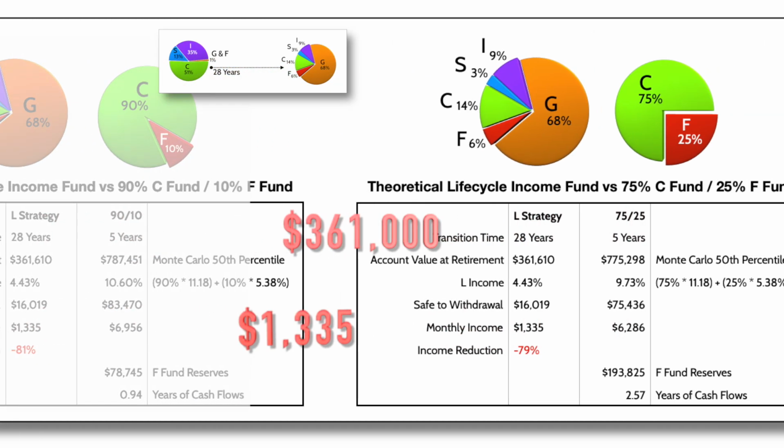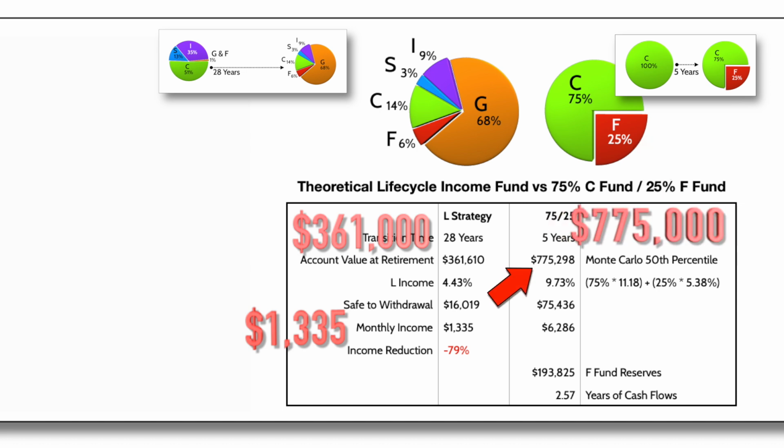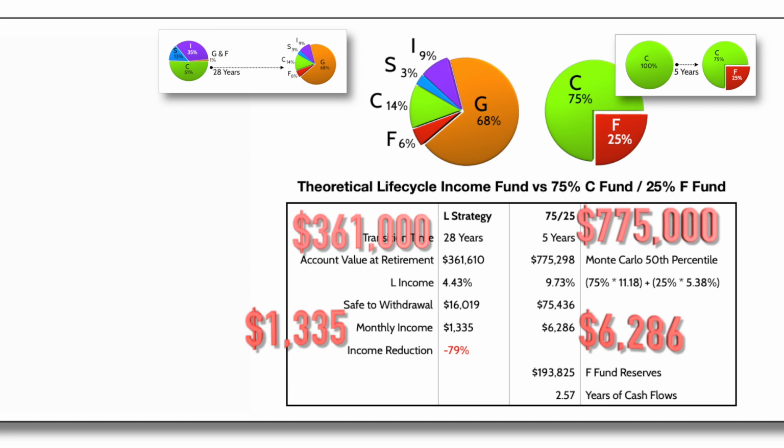So let's run the same scenario, but this time with an allocation to the F fund of 25%. We have additional opportunity cost with a slightly smaller expected ending portfolio and theoretical safe withdrawal rate, but $75,000 of annual income, or $6,286 per month, is still almost 5 times more income in retirement than the theoretical $1,335 from the TSP strategy. And now, because we have increased the F fund from 10% to 25% weighting, there are $193,000 in reserves in the F fund to pull from during a down stock market, or 2.57 years' worth of cash flows.